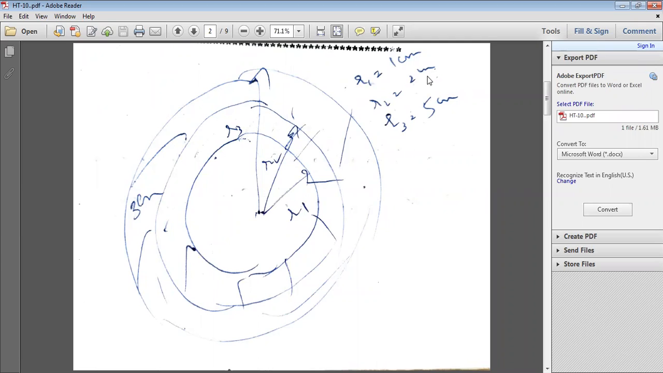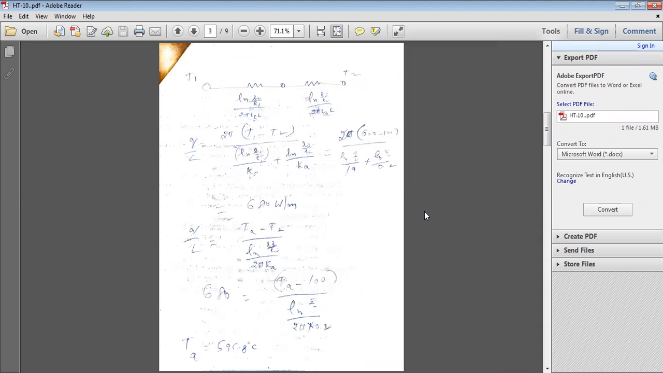That's why R3, what is the radius? Here R2 is equal to 2 centimeters. This thickness is 3 centimeters. So R3 is equal to R2 plus 3 centimeters, that's 2 centimeters plus 3 centimeters, so R3 is 5 centimeters. So it is a 2-layer system. In the last class, I also gave 2-layer and 3-layer systems. So if there are 2 layers, how do we calculate the heat transfer rate?